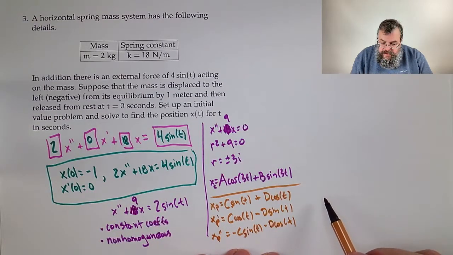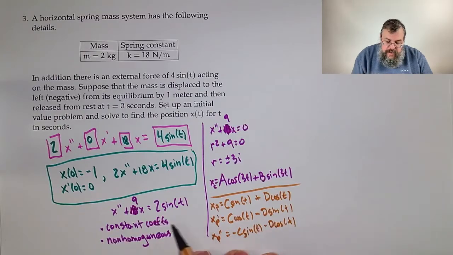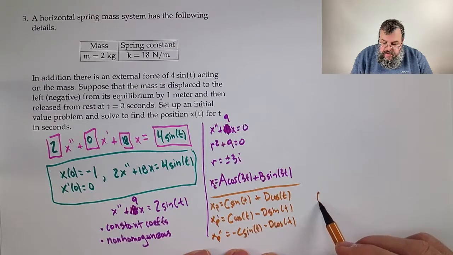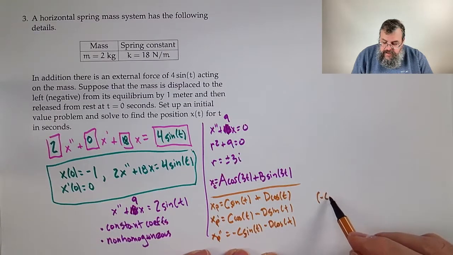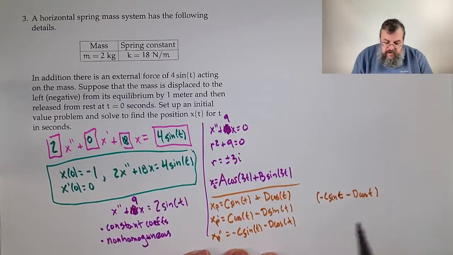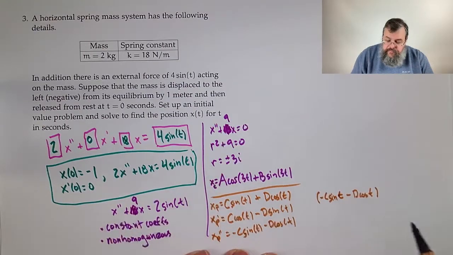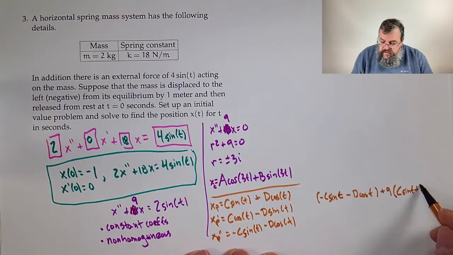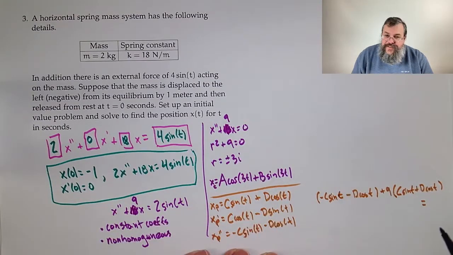So what do we need? Well, what we need is x double prime plus 9x equals 2 sine t. All right, so we're going to say, okay, x double prime is minus c sine t minus d cosine t. So there's our x double prime, plus 9 times our c sine t plus d cosine t. All that, and we ran out of room, but all that equals 2 sine t.